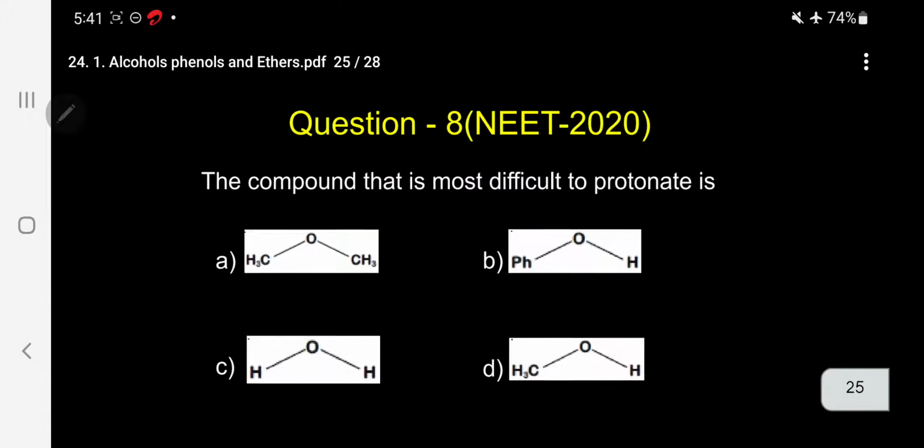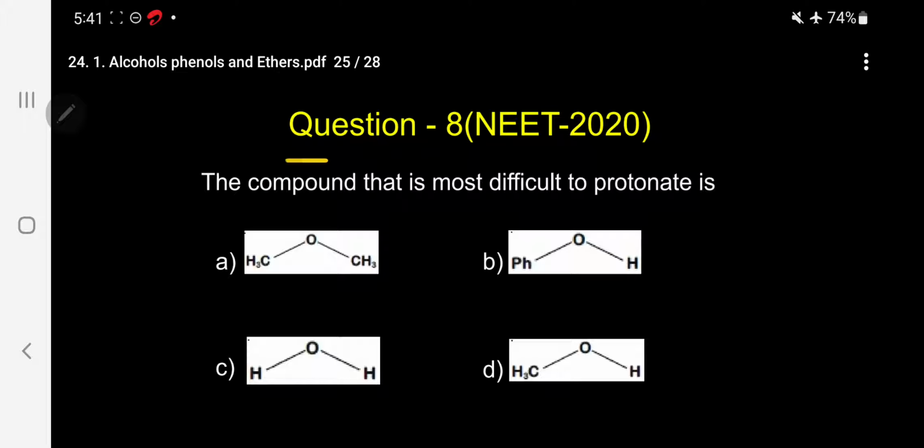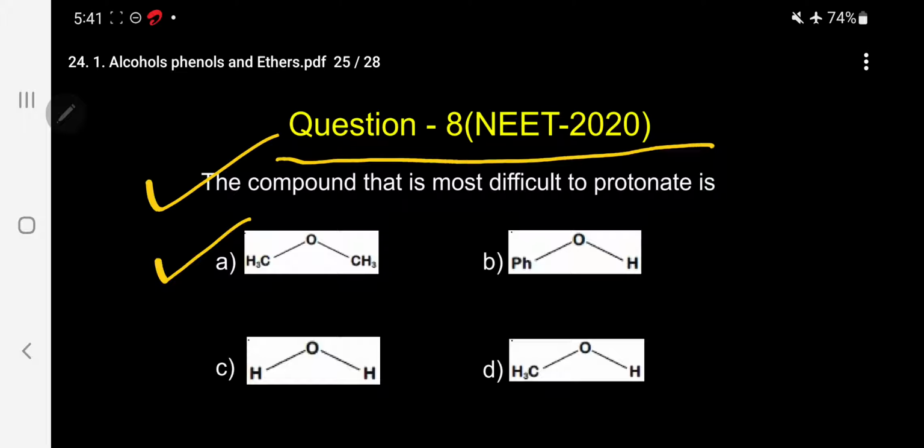Next question. Question number 8, asked in the year 2020. This is also another interesting question. The compound that is most difficult to protonate is: A, dimethyl ether, B, phenol, C, water, D, methanol. There are 4 options here.